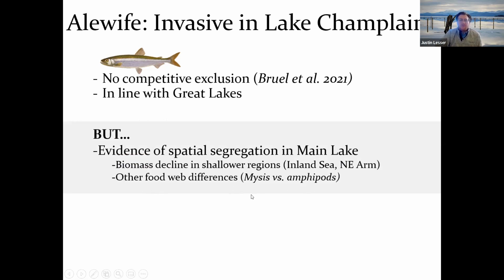And then there are also other food web differences in those regions, like the presence of mysis versus arthropods in other regions. So there are some potential effects in other places, but specifically in the main lake, they seem to have solved this problem of competitive exclusion, maybe with this spatial segregation.